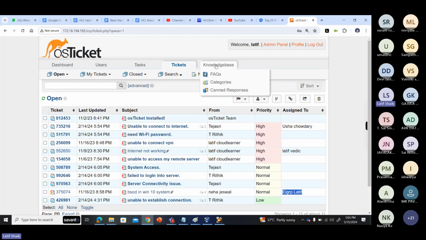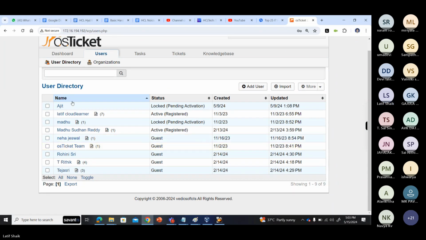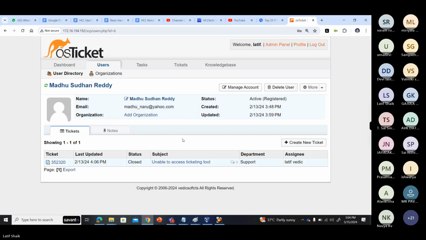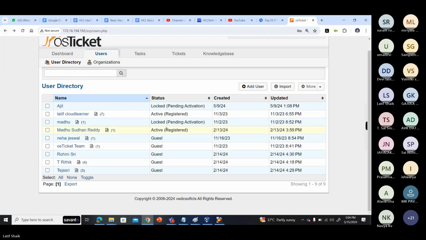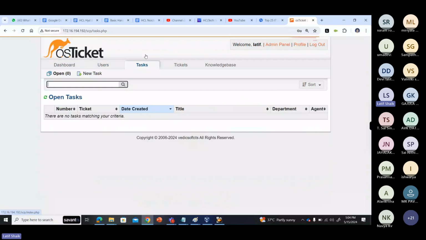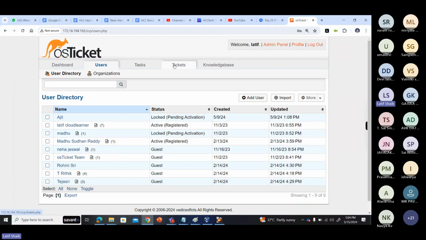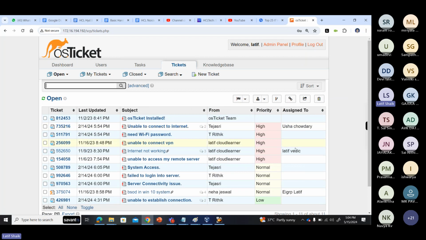Okay. So I'm going to the users. These are the users in our organization. User means the client side. So client side user it is. And agents are also there. Service desk agents. I will show that one. These are the service desk agents.